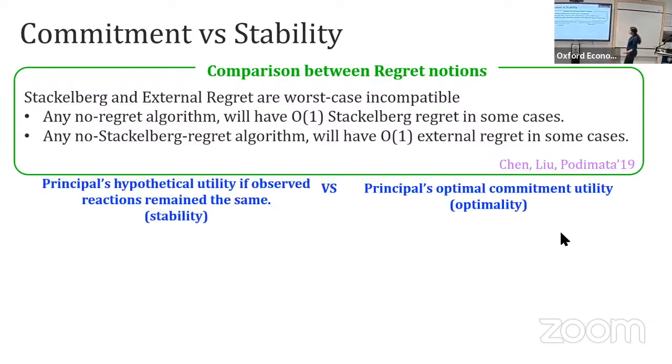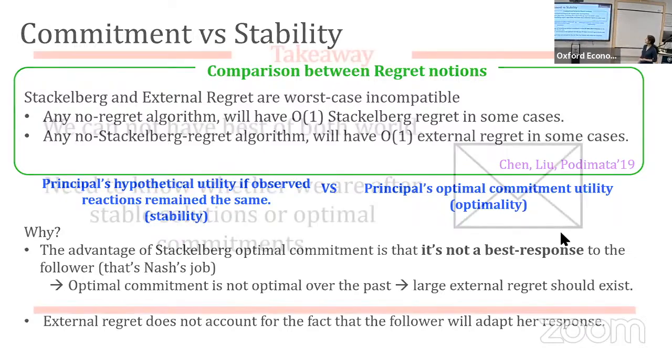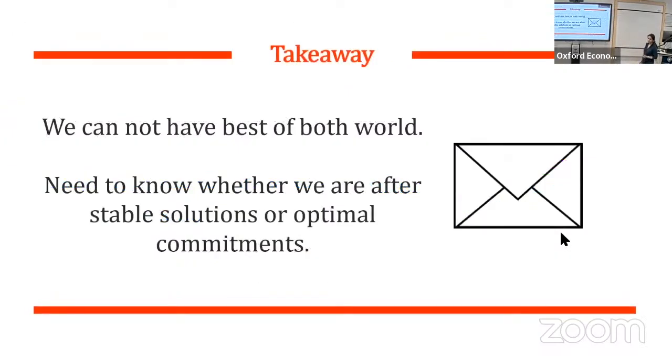And this is not that hard to see why that's the case, again, because stability and optimality are different from each other. The whole point of the Stackelberg optimal commitment was that it's not a best response to the history. That's the whole point of the advantage you get. So you shouldn't be giving that up. And external regret doesn't at all account for the fact that the followers will also adapt in the future. So that's why the difference between these two continues to remain. And it's important to know which one of the two you're after.